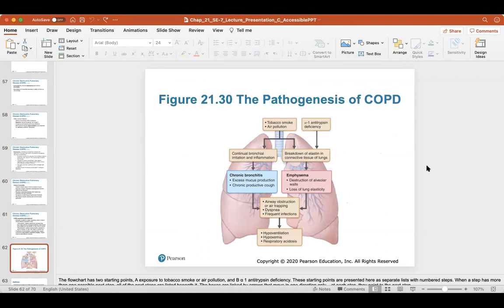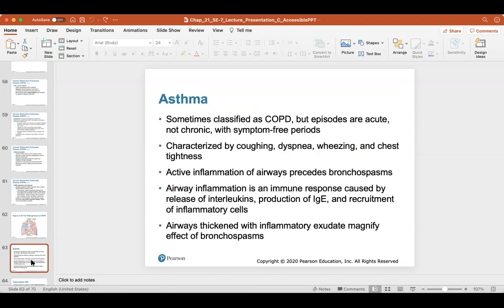So this is just a look at the pathogenesis of COPD: tobacco smoke, air pollution, sometimes hereditary with the alpha-1 antitrypsin deficiency, and then what it will do, either breakdown of elastin causing emphysema or continual bronchial irritation causing chronic bronchitis, and then what happens to the airways and what happens to breathing. So again, smoking is one of the big factors in this.